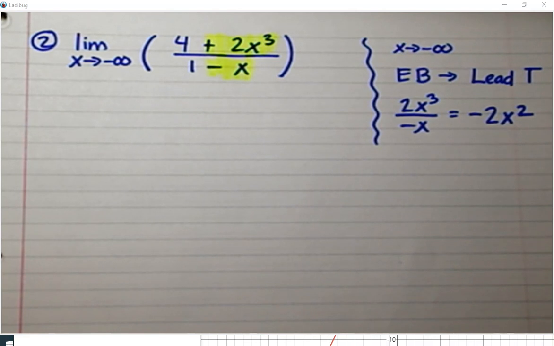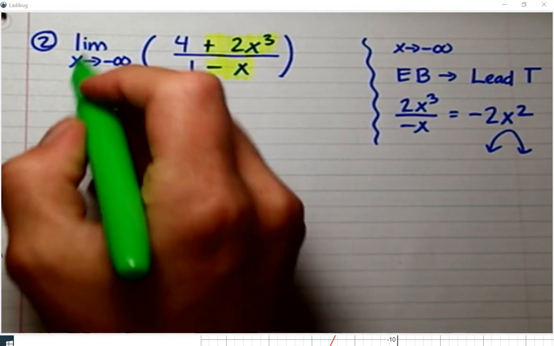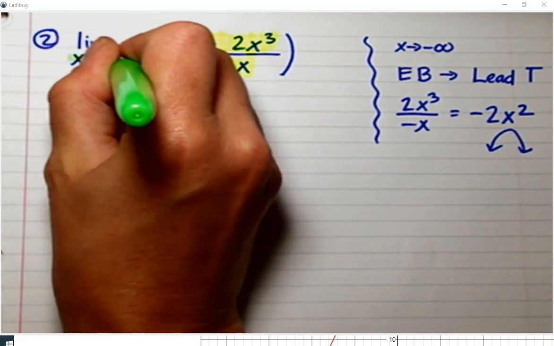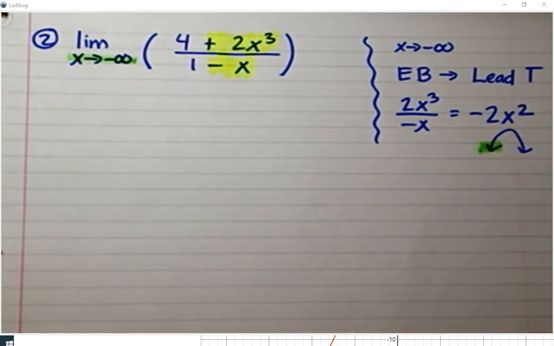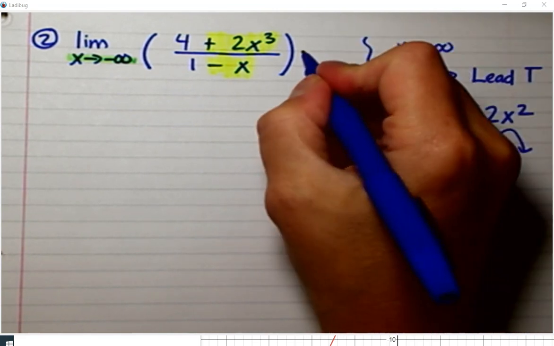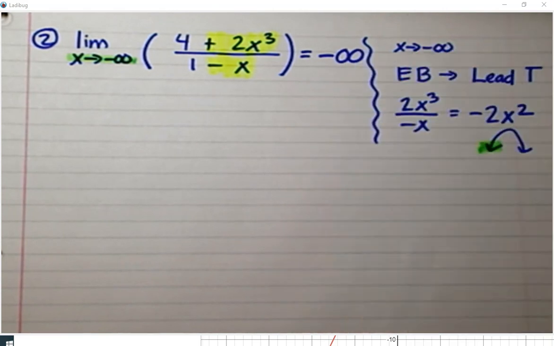Okay. We have 4 pictures. Pick one that matches negative 2x squared. You can do that. You just picked it out. Okay, now I'm ready to answer the question. I'm looking at x to negative infinity. That's the left-hand arrow. And so the answer is negative infinity.